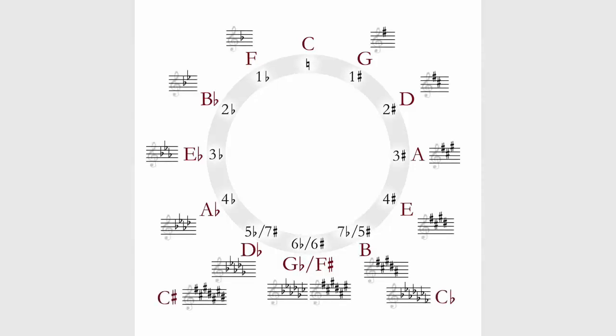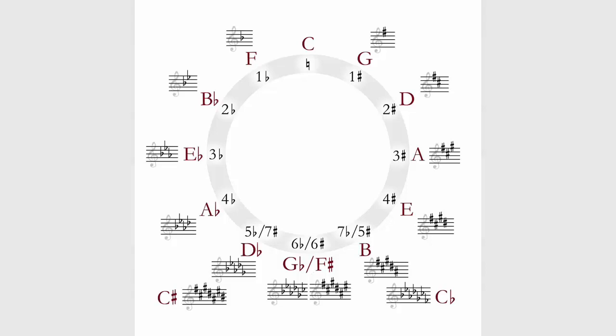The note at the half-past position on the clock of musical notes can be called F sharp moving in one direction or G flat moving in the other. It's the same note with two different names, a so-called enharmonic note. Here's the complete circle with all the key signatures included for those familiar with musical notation.